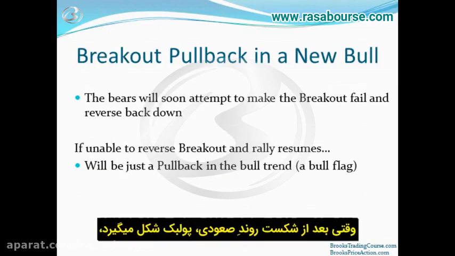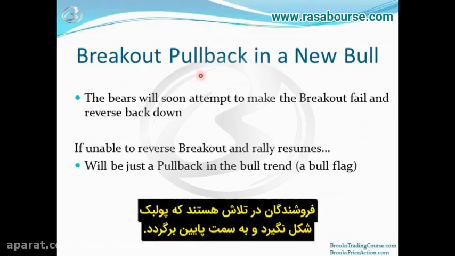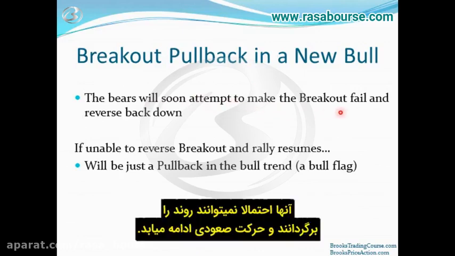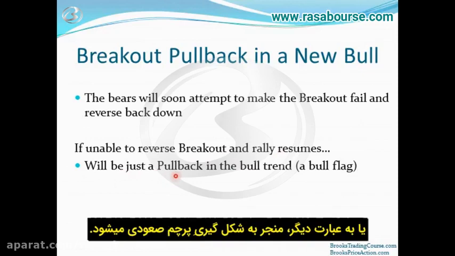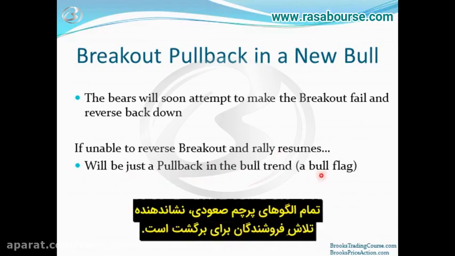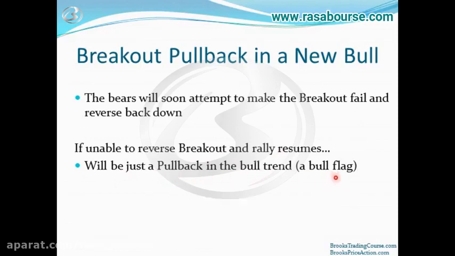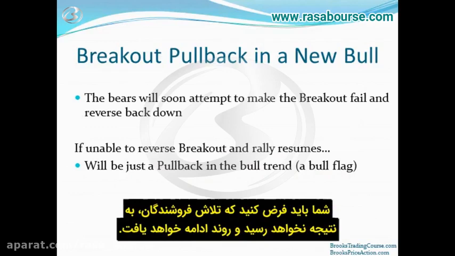What about a pullback in a breakout and a new bull trend? Eventually the bears will try to make the breakout fail and reverse back down. They probably will be unable to reverse the trend, and the rally will resume, and their reversal attempt will become simply a pullback in the bull trend. In other words, a bull flag. All bull flags are reversal attempts by the bears, and you have to assume that the bears will fail and the trend will resume.